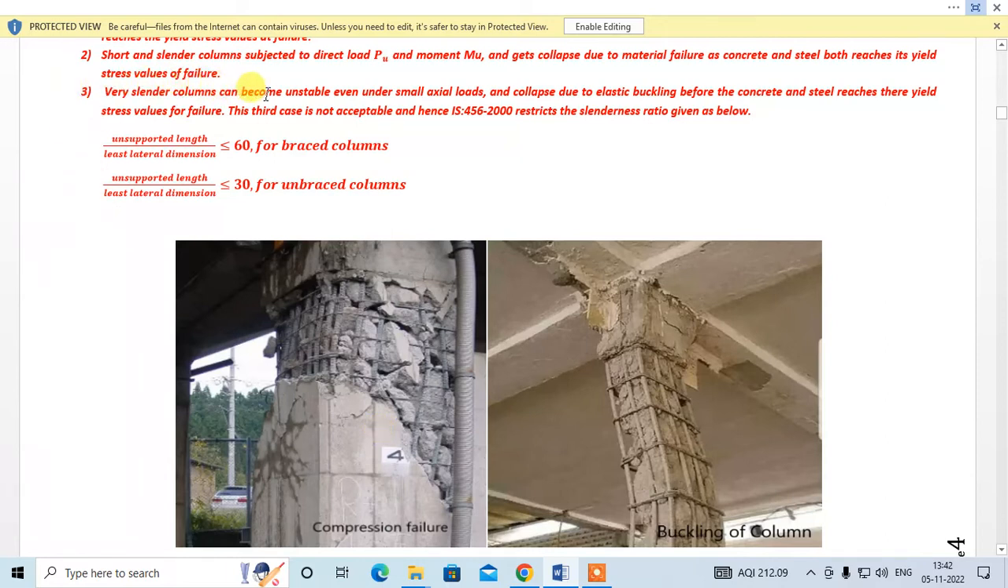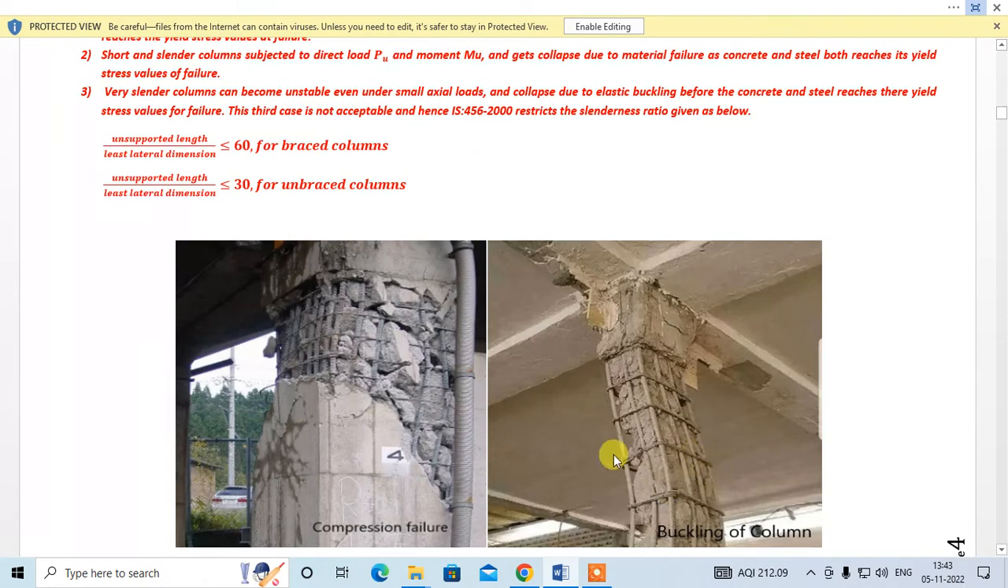A very slender column can become unstable even under small axial load and collapse due to elastic buckling before the concrete and steel reach their yield stress value for failure. So this is your buckling failure. Such failures occur even under small loads, and at the time of failure, concrete and steel do not reach their yield stress, right?